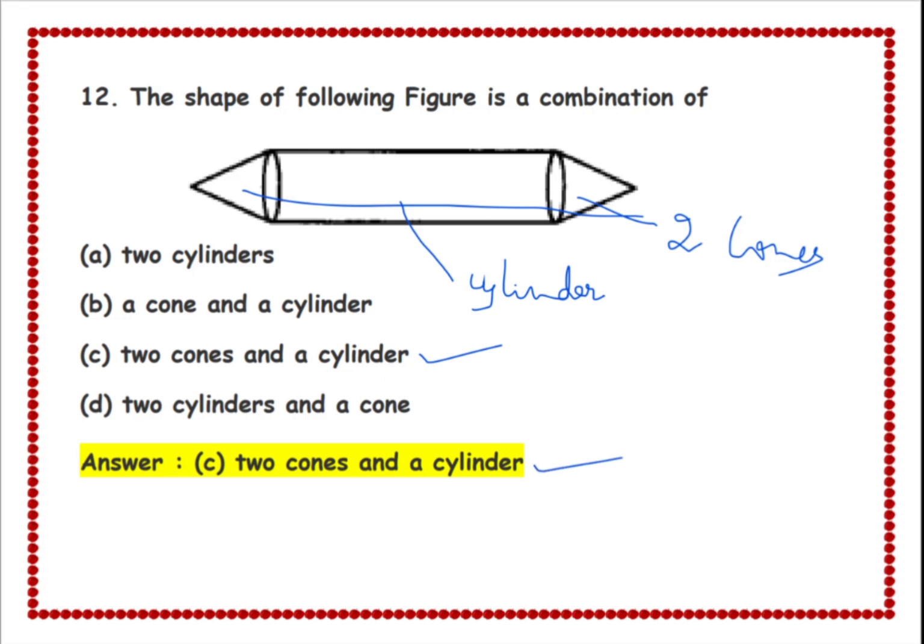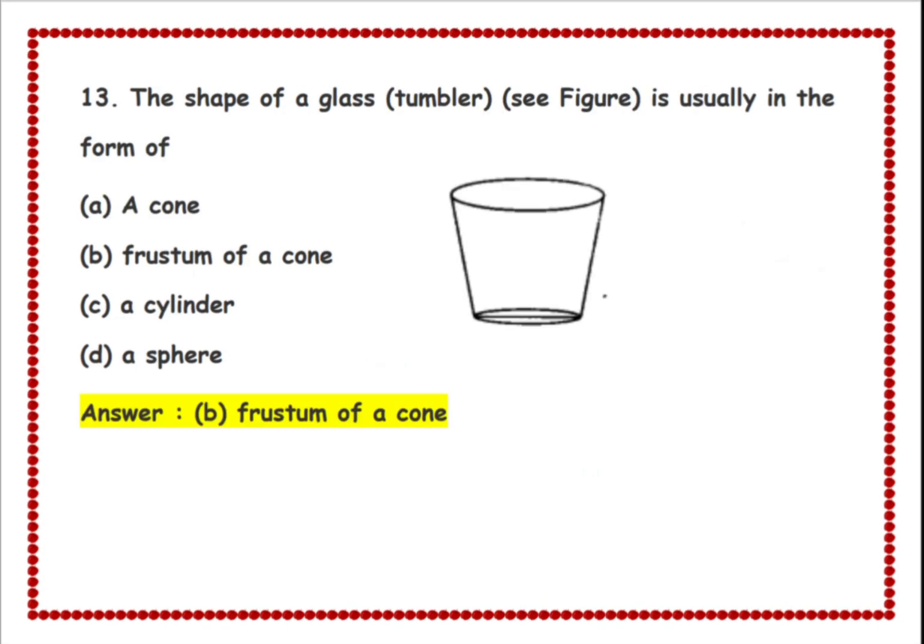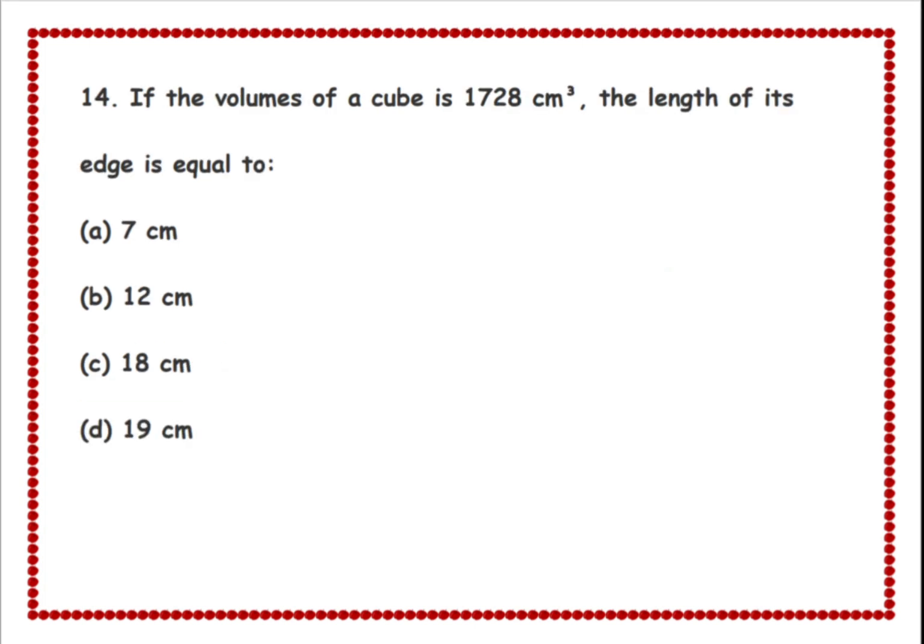Now moving to question number 13. The shape of glass tumbler, do observe the figure, is usually in the form of, directly you can say that the following figure is of the form frustum of a cone.